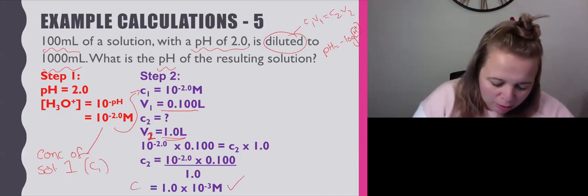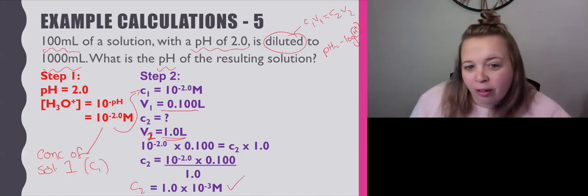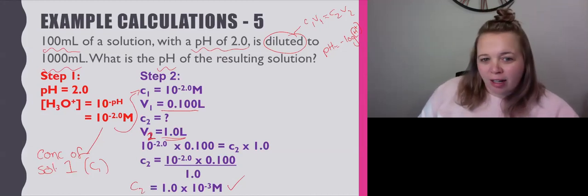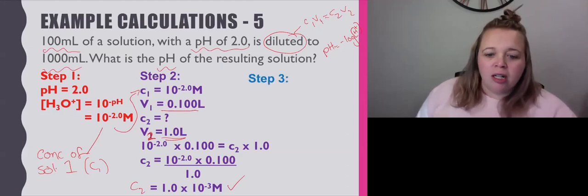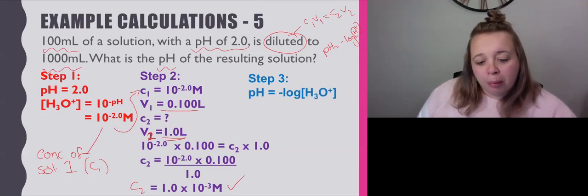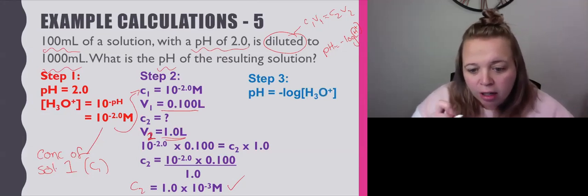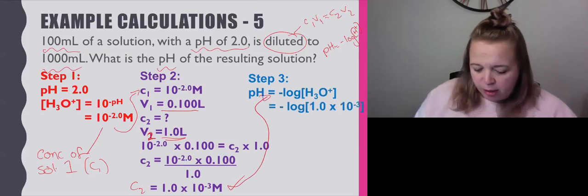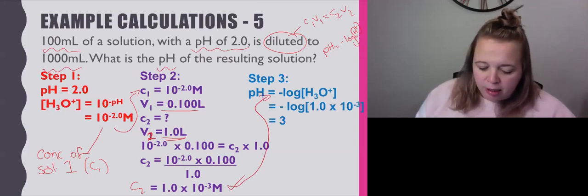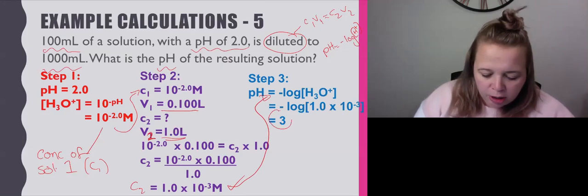So this is C2. Now, C2 isn't good enough. What we need to do is we now need to convert that concentration back into a pH. So let's go back again, and we go pH equals the negative log of the concentration of hydrogen ions, which we've got from here. Plug them in, put it in there, and our pH is 3.